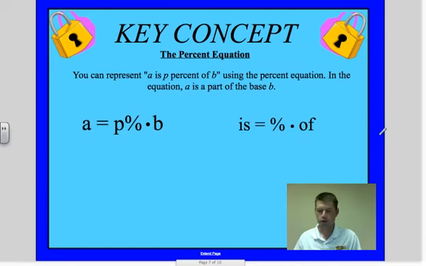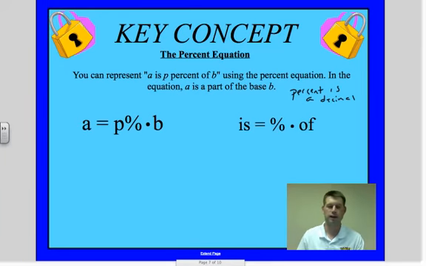Okay, so as we go to the percent equation, you can represent A as P percent of B using the percent equation. In the equation, A is the part and B is the base. So the same stuff. Okay, again, we said it was is over of equals percent over 100. Okay, in that last problem, we talked about percent as being a whole number. In this problem, our percent is actually going to be as a decimal. So you want to note this, that percent in the equation is a decimal.